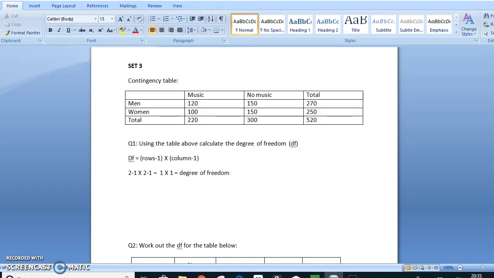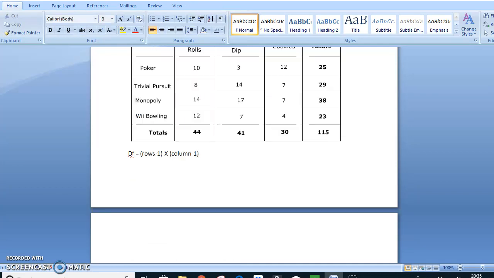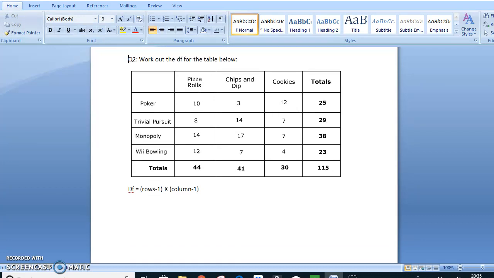Now, most of the time, the degree of freedom is 1, but I'm just saying be careful. Take the time to look at the scenario, and it will give you details. So let's have a look at one more scenario to end off this degrees of freedom stuff.